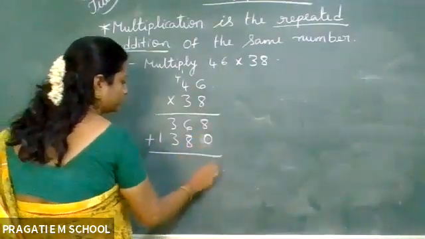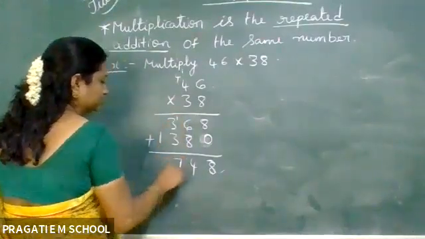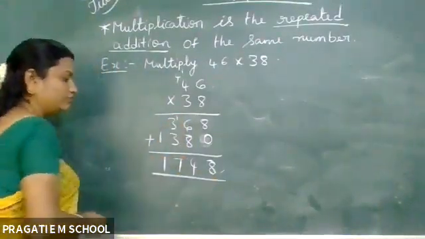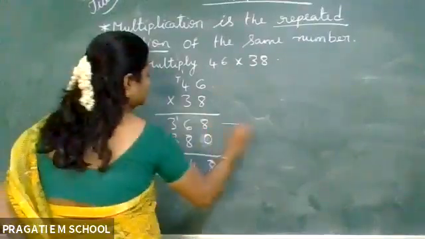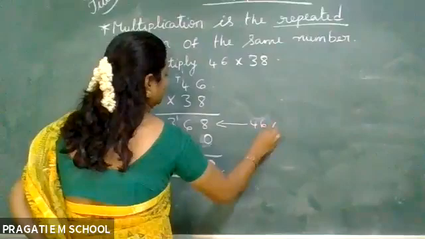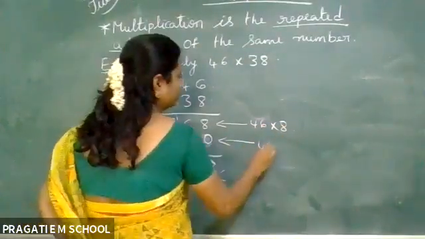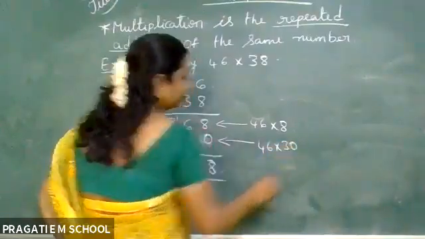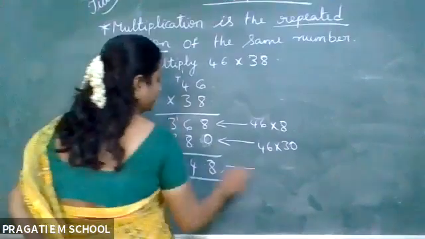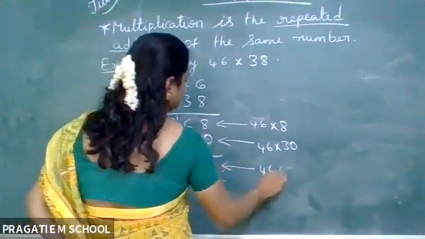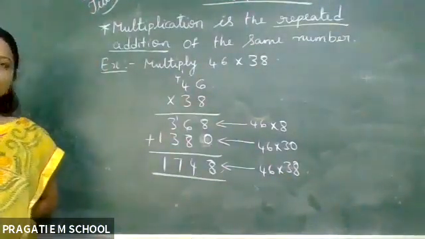So we have to do the addition. 8; 6 plus 8, 14; 3 plus 3, 6; 6 plus 1, 7; and we are left with 1. So what you are going to do, children, here? Here you are multiplying first 46 by 8, and in the next step you are multiplying 46 by 30, and then you are getting the product of 46 multiplied by 38. Copy, children, everyone. Please copy.